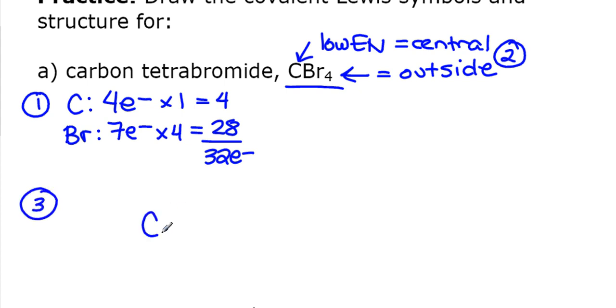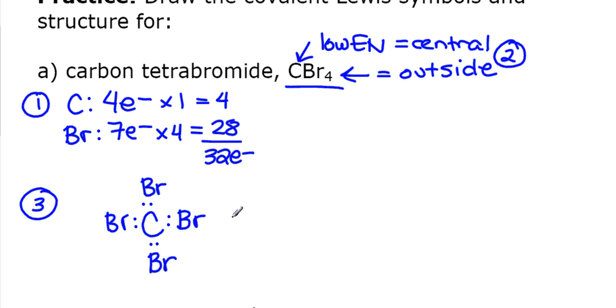So carbon's going to go in the center, and you have to join each of the outer atoms by 2 electrons to make a single bond. That's the minimum. So 2, there's a bromine. Then we go to this side, 2. There's a bromine, 2. Bromine, 2. Bromine.